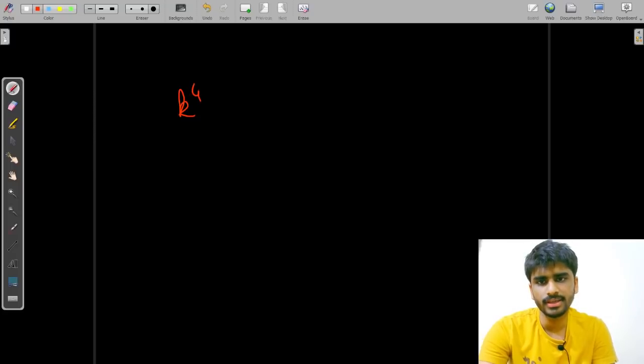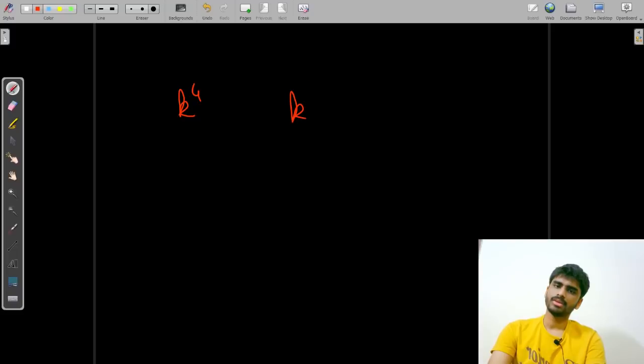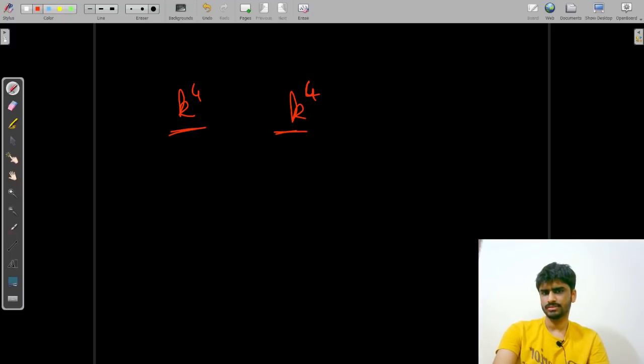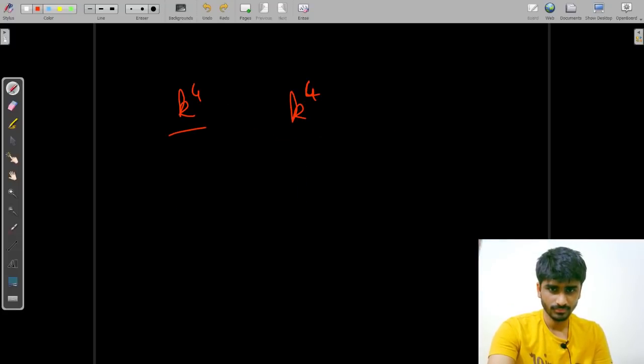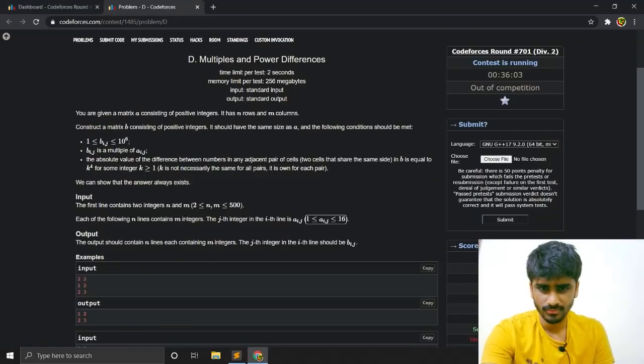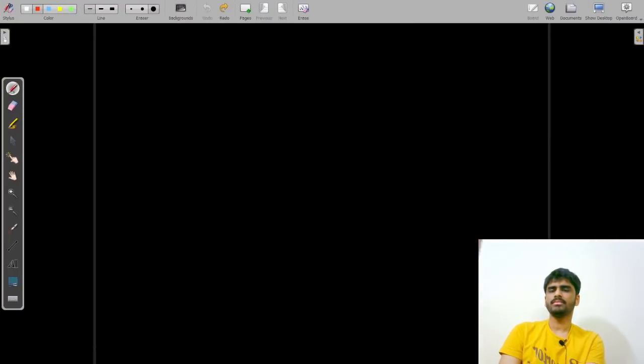But if we have a number of the form k to power 4, and here also we have a number of the form k to power 4, right? And let's say these two numbers are equal, and both are of the form k to power 4. Then we can make it k to power 4 and 2k to power 4 and be done, right? But the problem is that this can work for two adjacent elements, but we have more elements here. So on. Why is this so small? Maybe there's another solution.